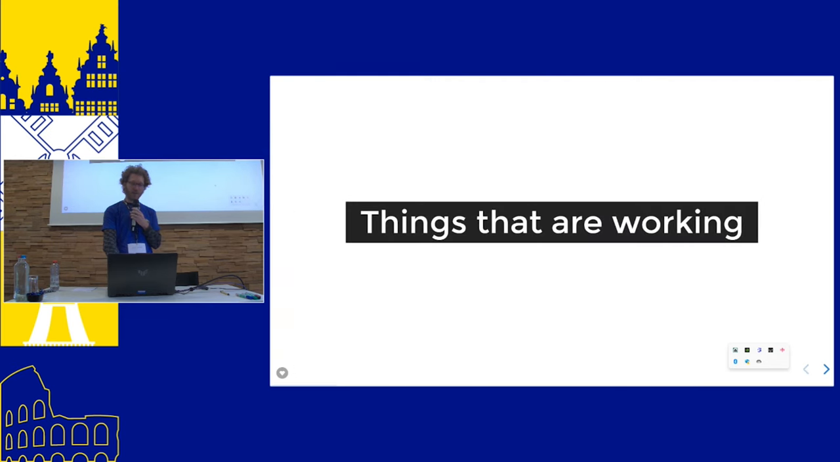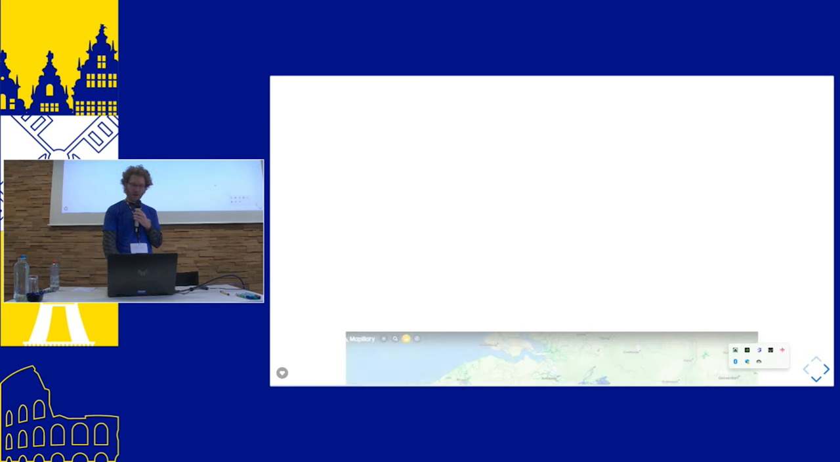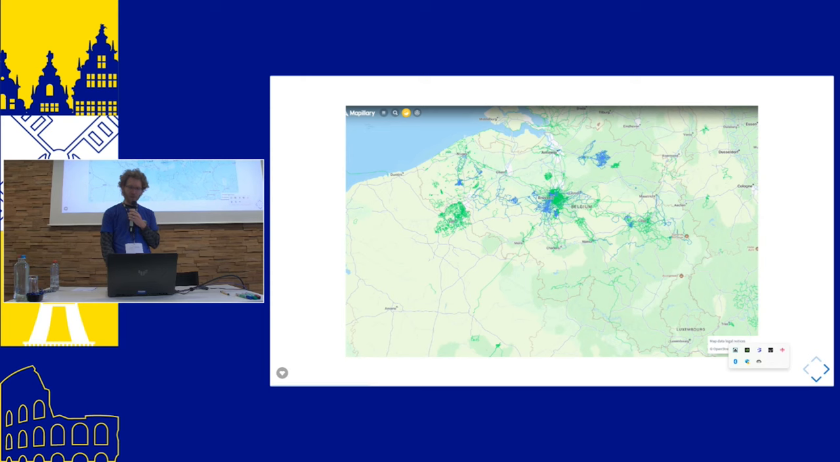I split this up in a few groups of projects that we are working on or that we know are being worked on. They're just examples, stuff we know well, just to get the conversation started. One of the things that we're really happy with is the camera grants project. This is the coverage we have right now. This is all 360 imagery, so we have a lot left to do.